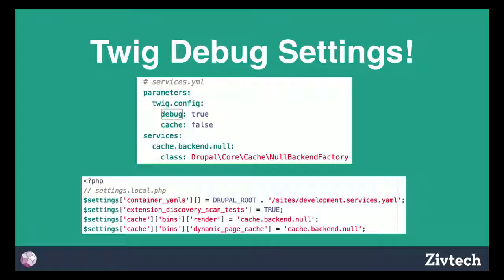One thing you can do is add container YAMLs to a development snapshot for your local, which you can then version control without any fear that it will get picked up on production. Set extension discovery scan tests to true, so that you look for new extensions all the time without having to do a cache rebuild, and then send the render and dynamic page cache to the null backend. That's going to make your local environment really slow, comparatively, but it means you're not going to have to run a cache rebuild all the time, which is even slower than just not caching that stuff. So when you're switching back into site building mode, maybe switch those back over if it's getting annoying.